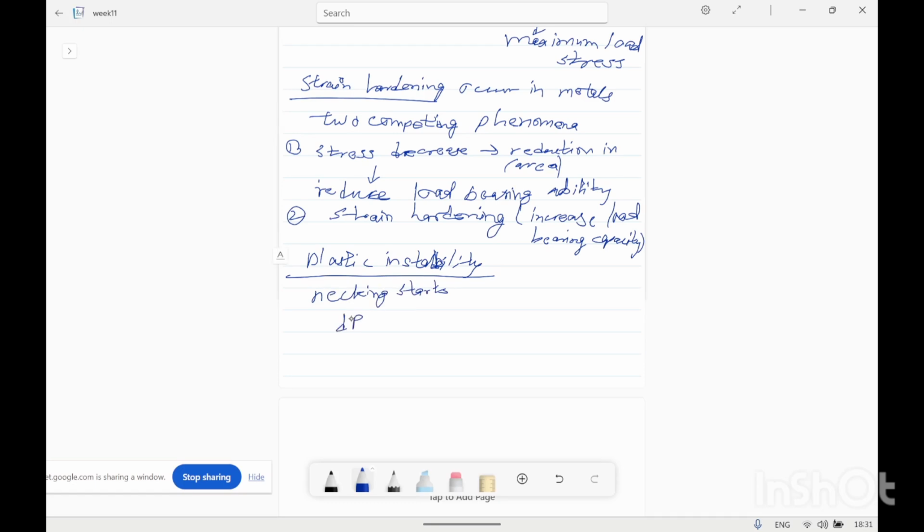If we study the plastic instability at necking, the point where strain hardening and necking meet is the point where the change in load will be zero. The increase in stress and decrease in stress compensate each other. So dP equals 0. The equation of load is stress multiplied by cross-sectional area, where A is the cross-sectional area.